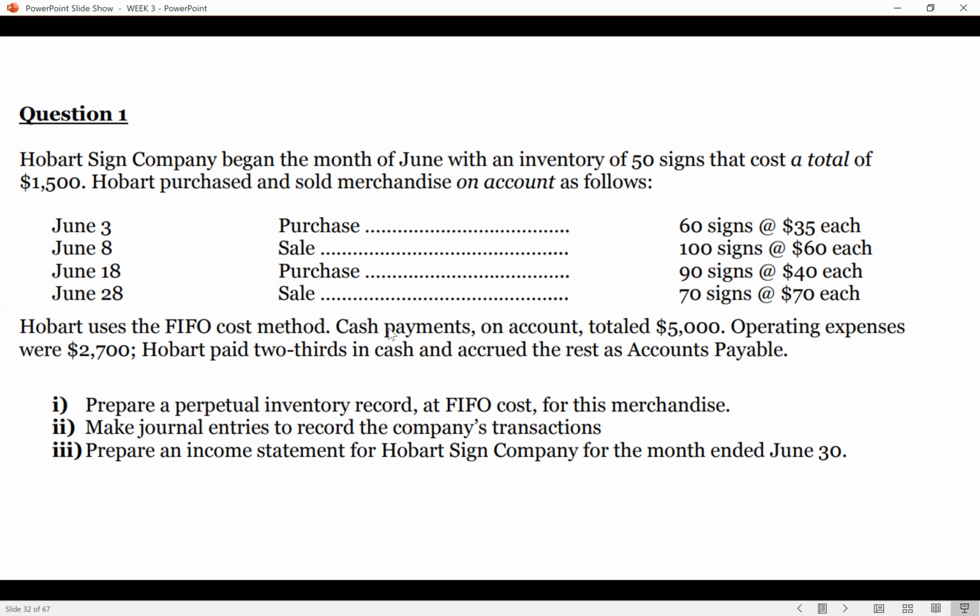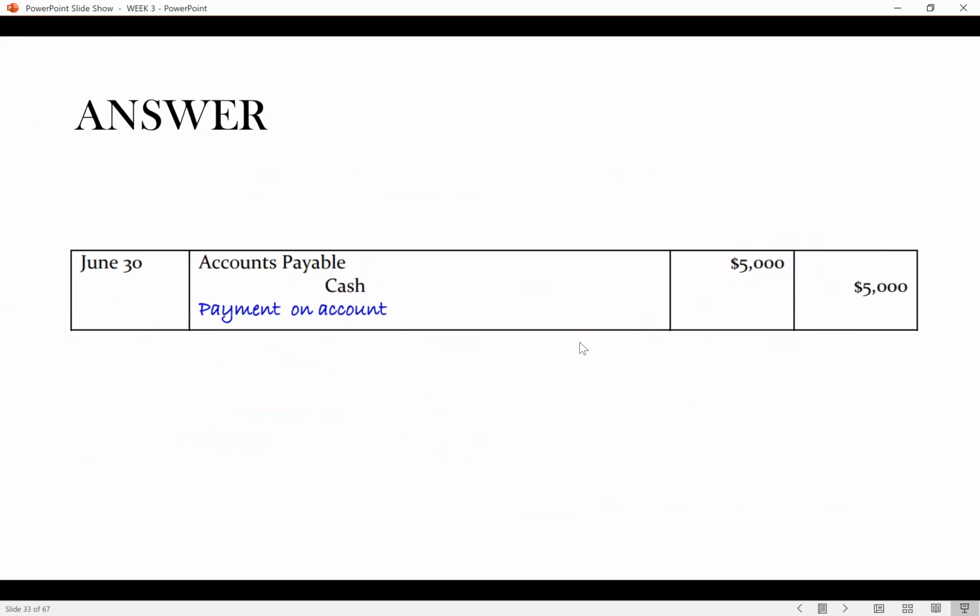So the first one, made cash payments on account. What this looks like, this is saying, okay, I had an accounts payable. I took some goods, but I didn't pay for it, right? So that would have credited accounts payable. But now I am paying for it. So now we have to debit accounts payable to show a reduction in it.